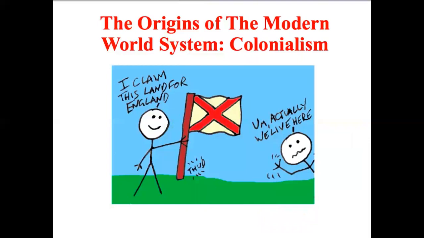Now, both dependency theory and world systems theory developed as a critique of modernization theory, and both perspectives argue that modernization theory is built on a faulty premise. In assuming that all countries can become more like the West, modernization theory was leaving out an important historical period called colonialism.